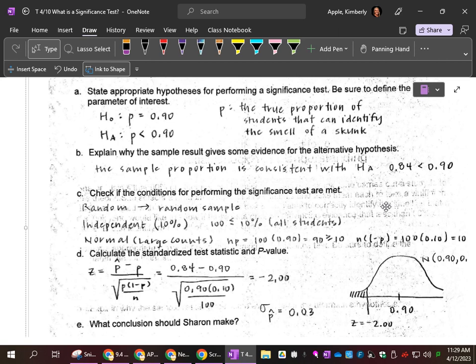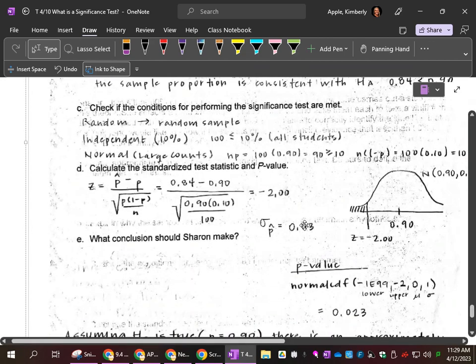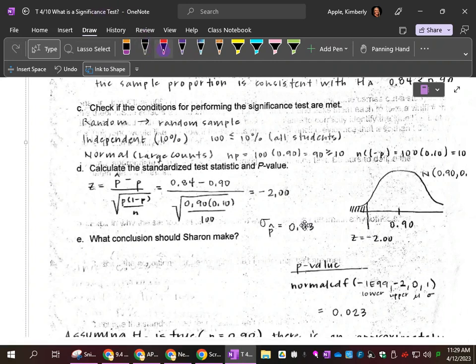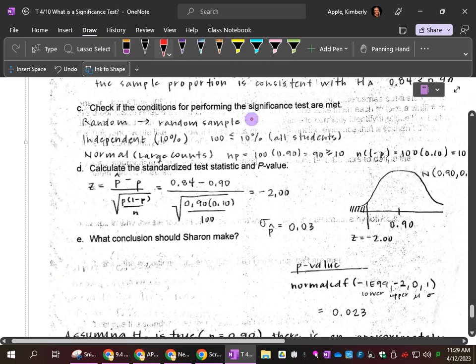And then in part C, it reminds you to check the conditions for performing a significance test. Number one, a random sample. Why is it important that we take a random sample? So what? Yep, so we can generalize to the population. If we can't do that, then there's no reason for us to even do any of this, because the entire question is trying to establish exactly what P is and isn't.